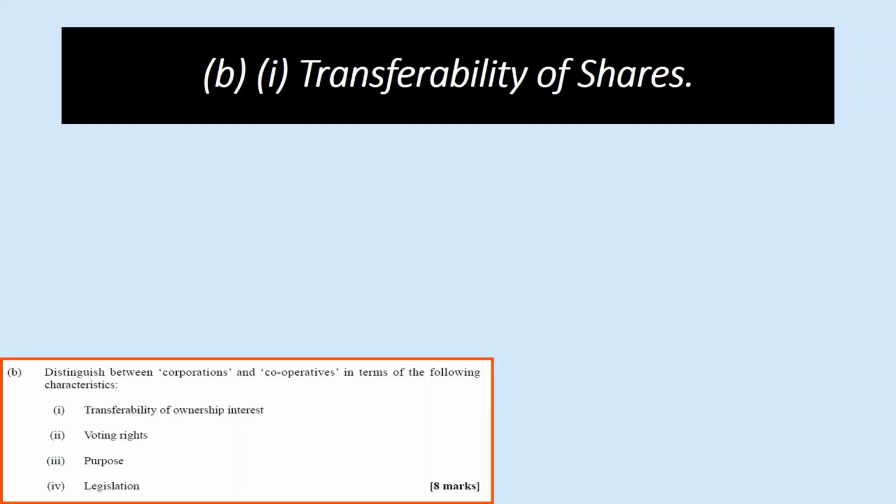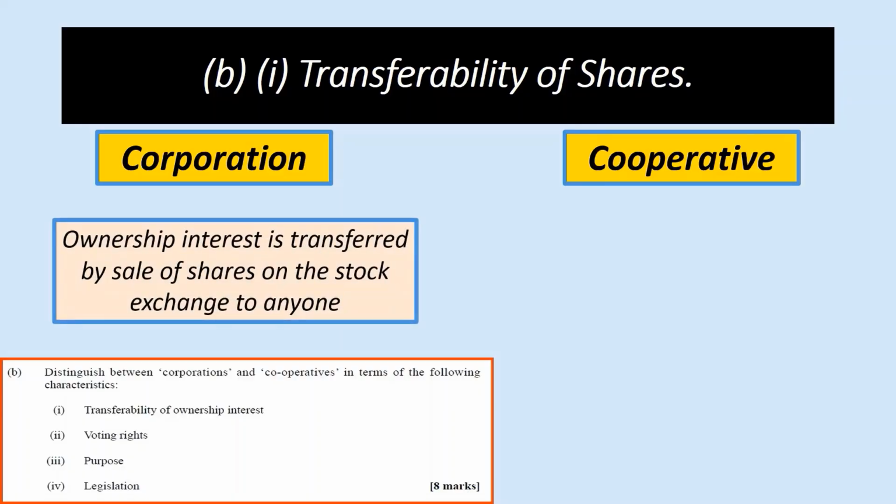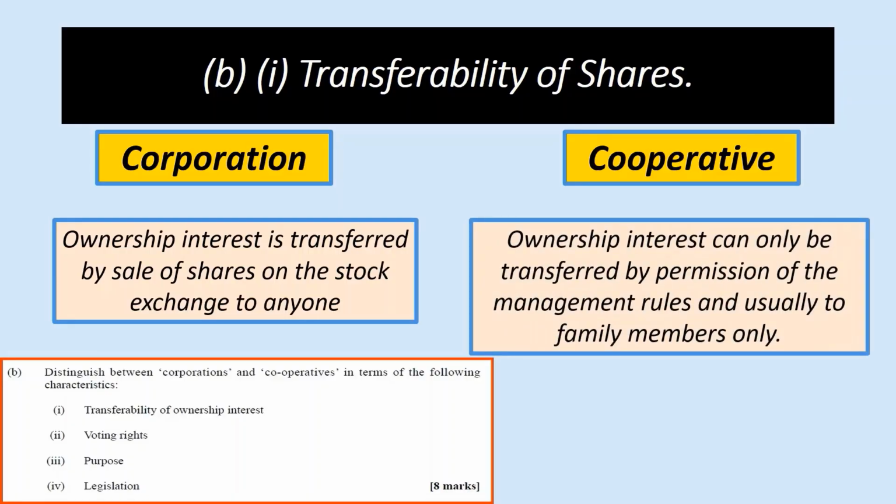Okay, first let us look at transferability of shares, corporation, and the cooperative. Ownership interest is transferred by sale of shares on the stock exchange to anyone who holds shares in a corporation. And in a cooperative society, ownership interests can only be transferred by permission of the management rules and usually to family members only.